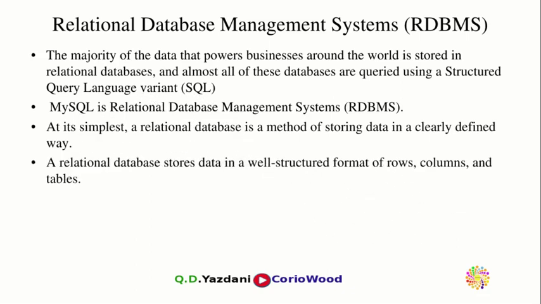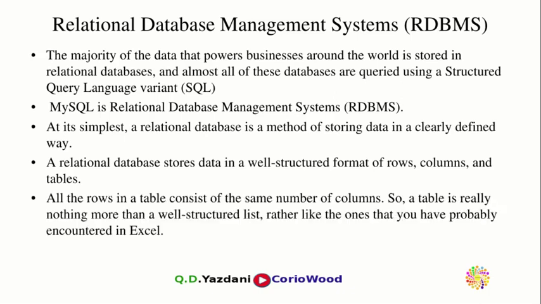At its simplest, a relational database is a method of storing data in a clearly defined way. A relational database stores data in a well-structured format of rows, columns, and tables. All the rows in a table consist of the same number of columns, so a table is really nothing more than a well-structured list, rather like the ones you have probably encountered in Excel. As we already know, Excel has rows and columns, the same as MySQL. MySQL is built exactly the same.